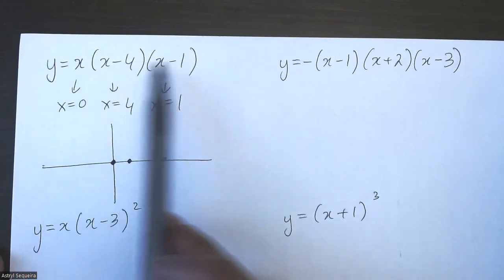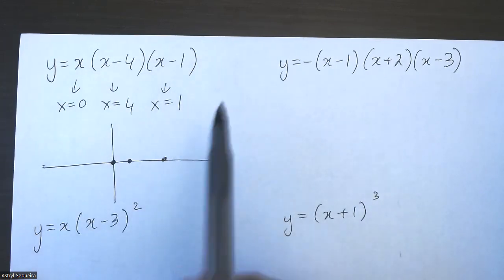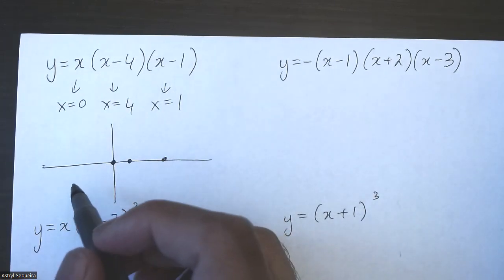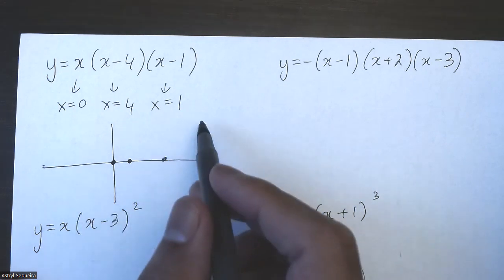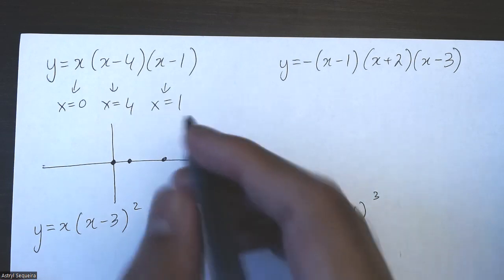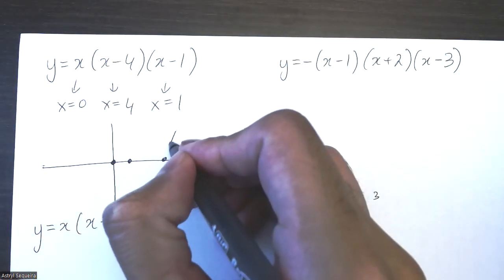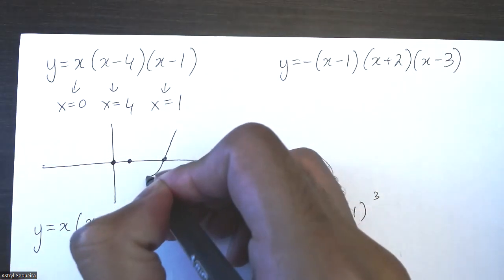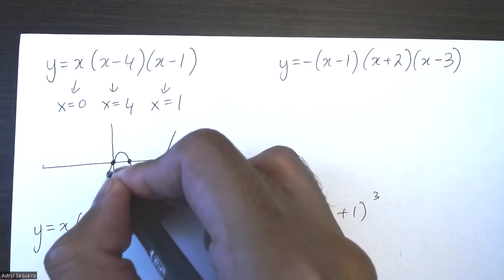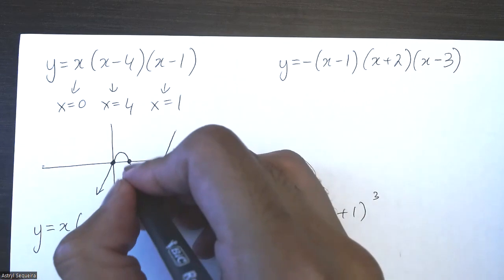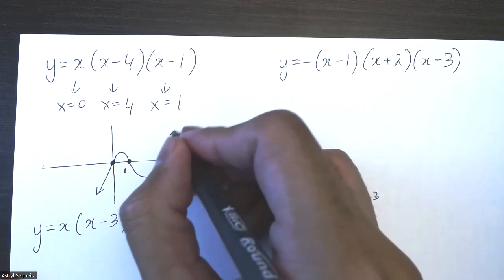This is a cubic function. It's a positive cubic function. So positive cubic functions start on the bottom and end on the top over here. I like to draw them from the right side because it doesn't matter if it's positive or negative. It's going to pass through all x-intercepts. That would be our sketch.